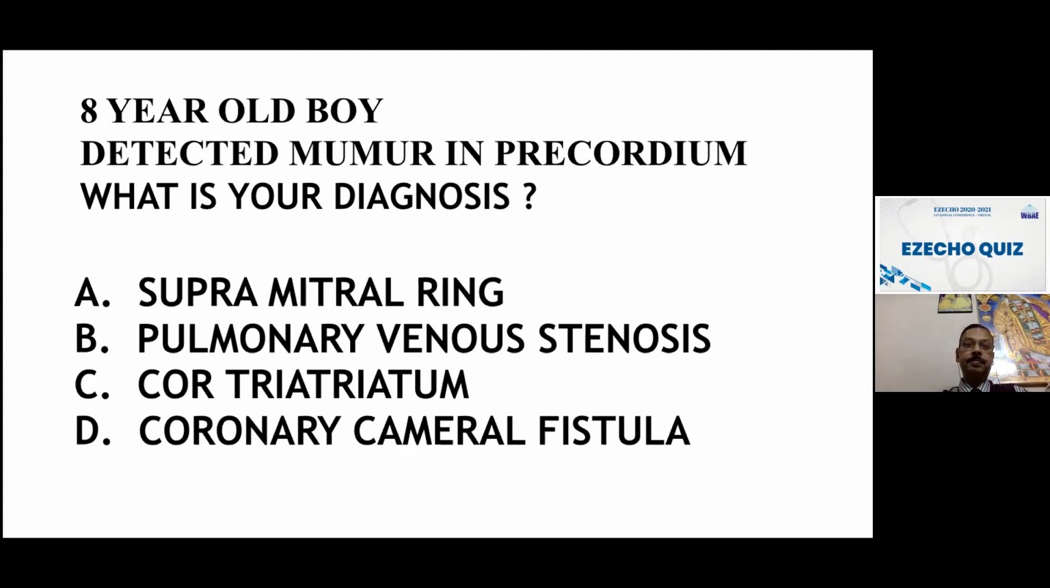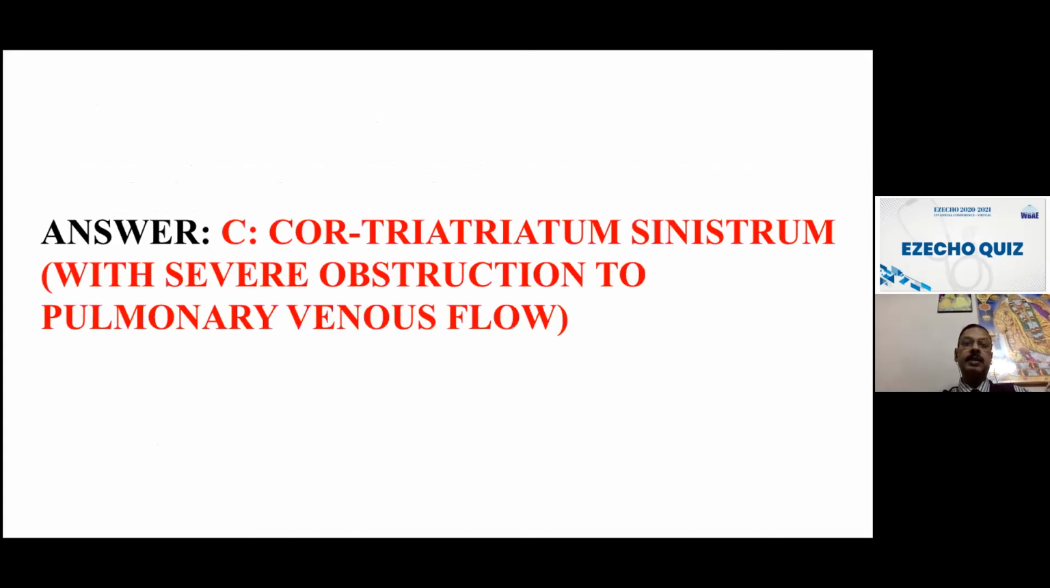Well, here it is again. It is between A and C. A has been given the maximum response, but C is correct. It is a cor triatriatum sinistrum with severe obstruction to the pulmonary venous flow.